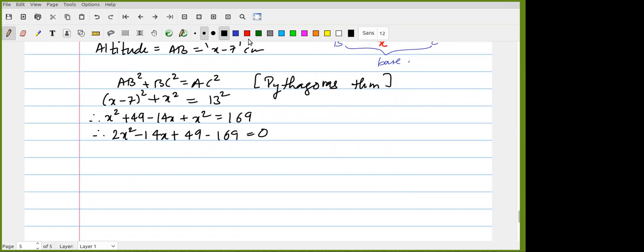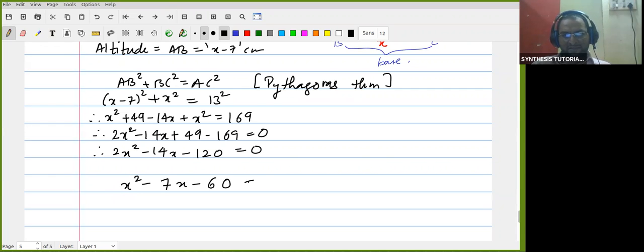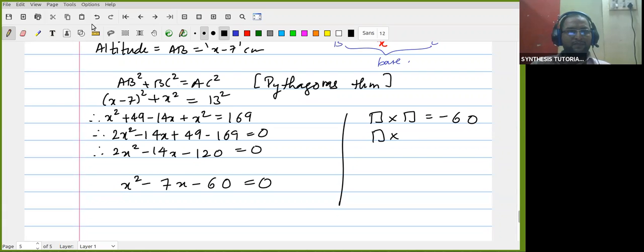Yes, sir. So this is going to be how much? 2x square minus 14x. And this will be minus 120, right? Now let us divide by 2. So we'll have x squared minus 7x minus 60. Now tell me, two numbers, when we multiply them, we must get minus 60, and when we add them, we must get minus 7.